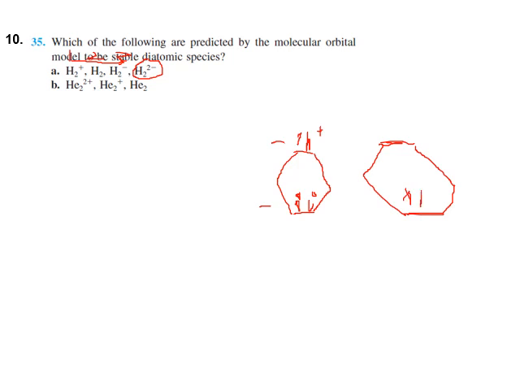And then 2 minus 0 is 2. 2 divided by 2 is 1. So this one has a bond order of 1.